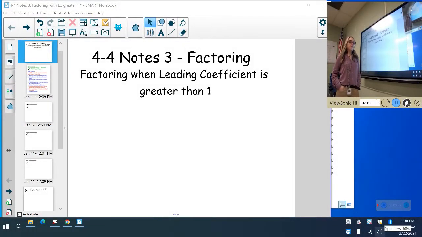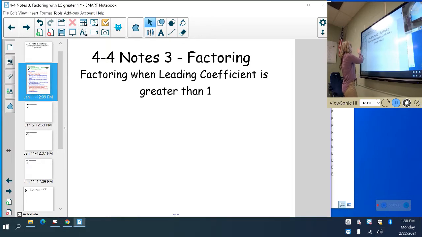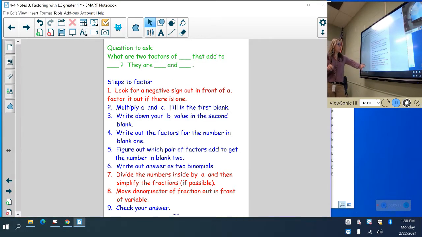The next part of factoring is when the greatest common factor can sometimes be found, and also when the a value is no longer 1. Basically, factoring when the leading coefficient, that first term, is bigger than 1. And this is when, if you remember the steps from the first video, we're going to add the 2 red steps in.